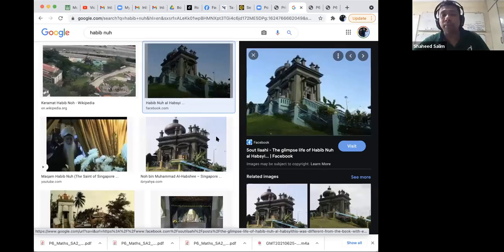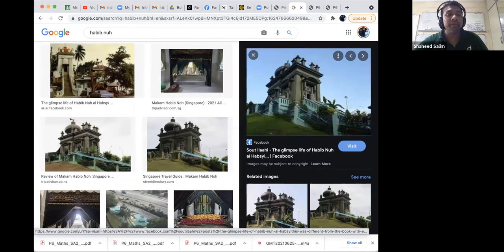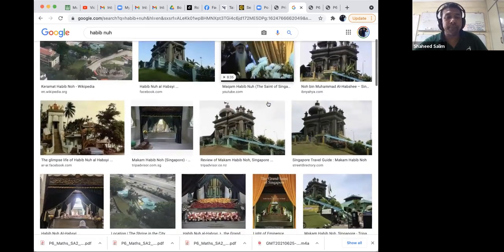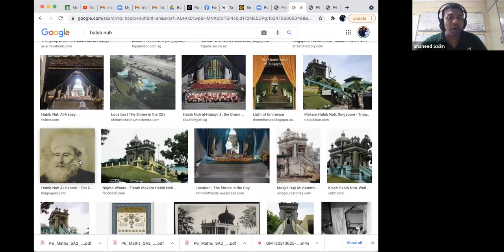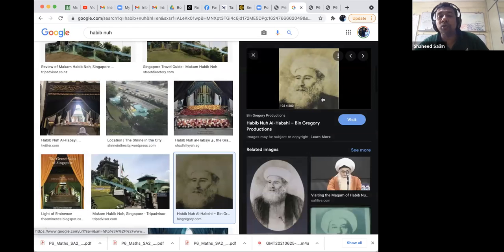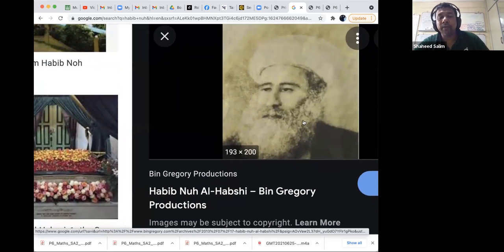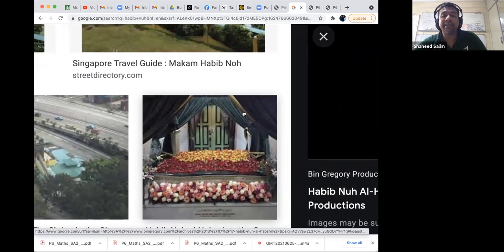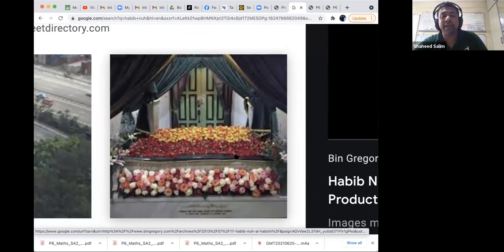So that is Habib Noor. If you want to go to Habib Noor, you take the MRT to Tanjung Pagar, and then it's about a 5 minute walk. This is the old site, the old picture. This is probably how he looked like. We do not know. I think he came from Penang. This is his grave. People will visit and put flowers.